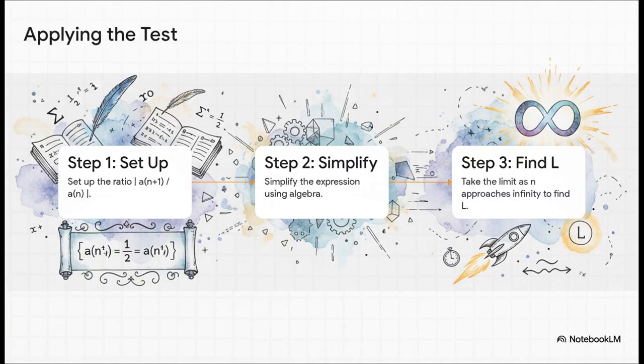Using it is just a straightforward three-step process. First, you just write out the ratio, literally plug your series into that formula. Step 2, and this is where the real work happens, you use your algebra skills to simplify that fraction down as much as you possibly can. And finally, you take the limit as n goes off to infinity, and that's it.